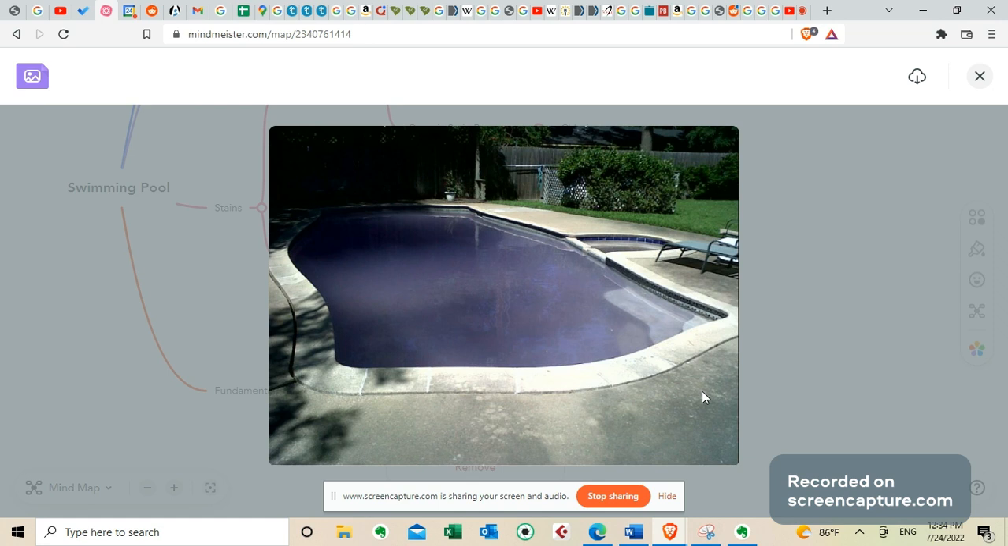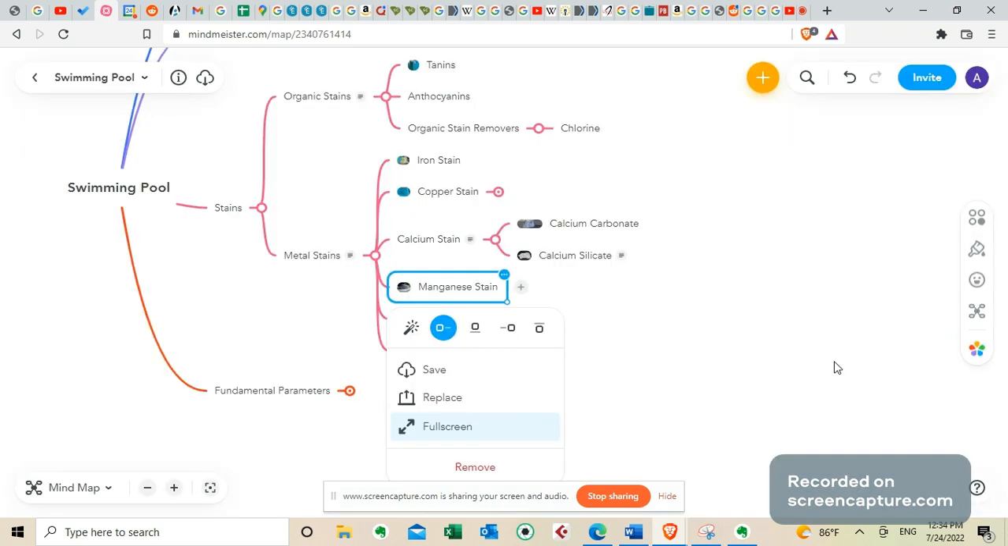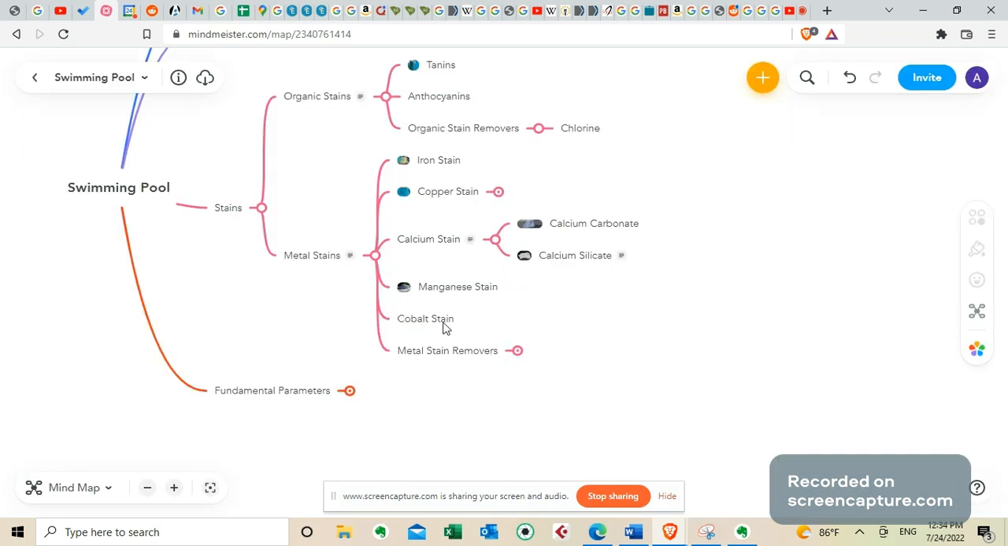It looks like Barney jumped in and had a pool party in there with his friends. So this is like manganese. I've actually never seen this before in real life. So apparently they exist out in the wild. But if you have any kind of a purple stain, don't rule out manganese.